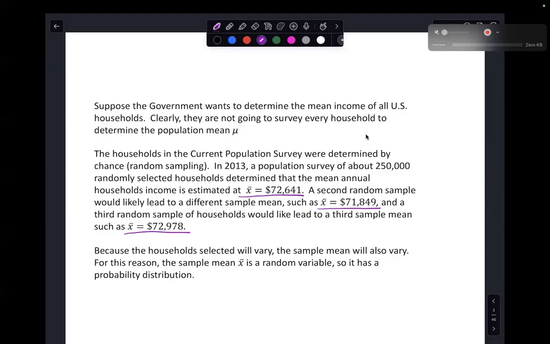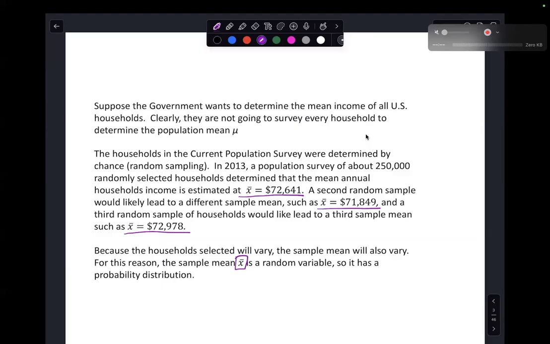So the mean is going to vary a little bit. Because we're getting the means of the samples, we're going to be using X bar here, and it is going to be a random variable. It is going to have a probability distribution because I'm going to have all of those samples in my new population, just looking at the means.